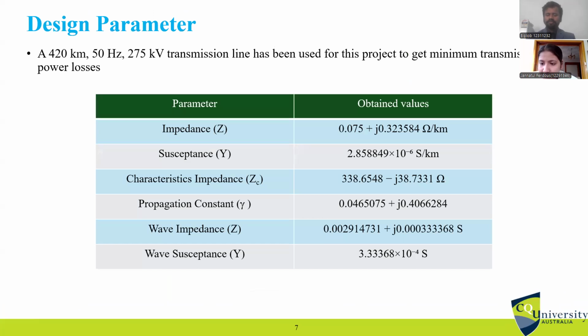Next slide is design parameters. The system used a 420 kilometer, 275 kilovolt transmission line operating at 50 Hz. The design minimizes transmission line losses while maintaining reliability. It reflects a typical high voltage link used for large renewable connections in Australia.